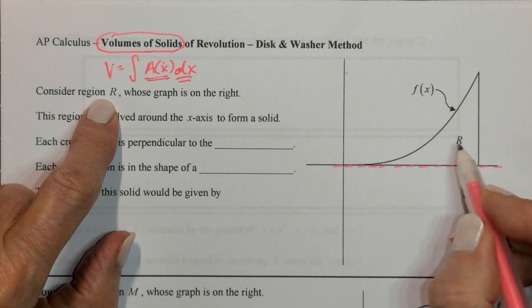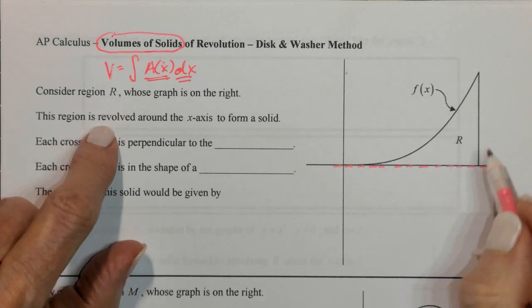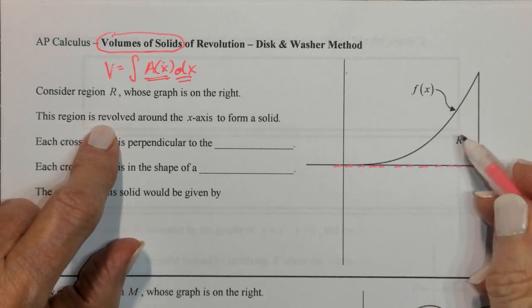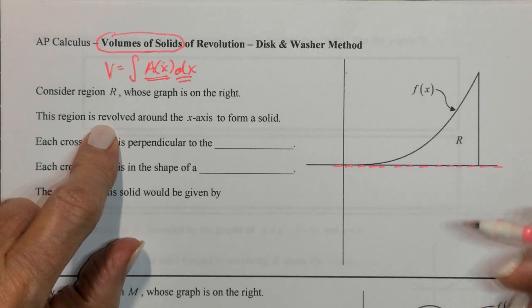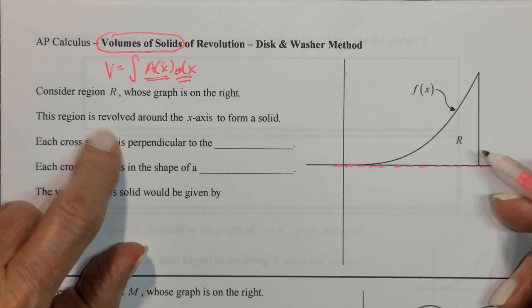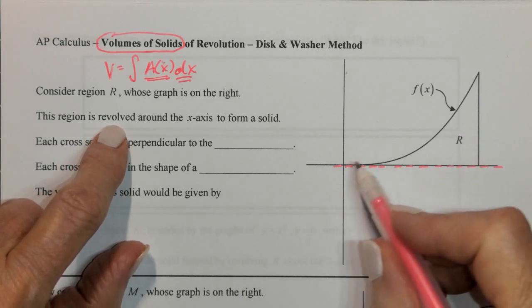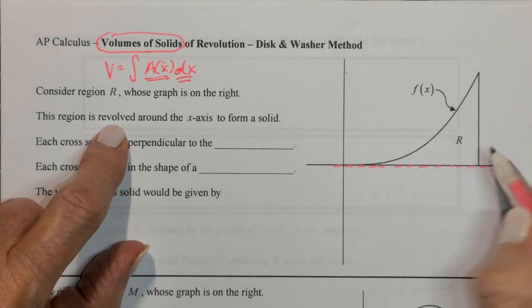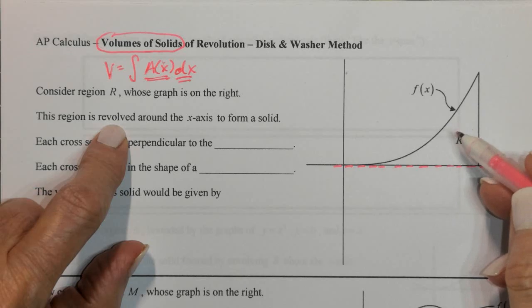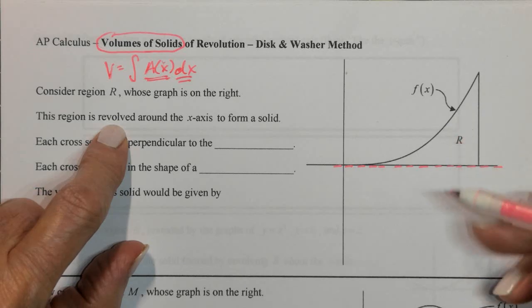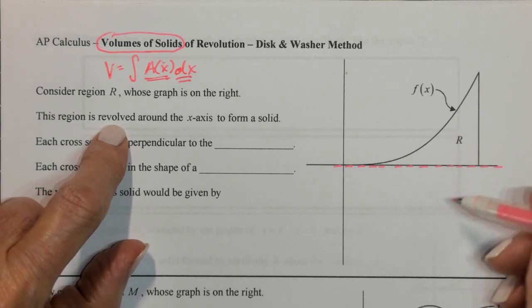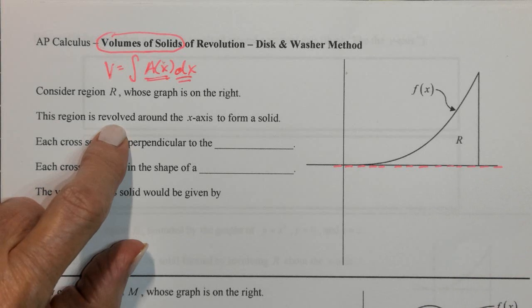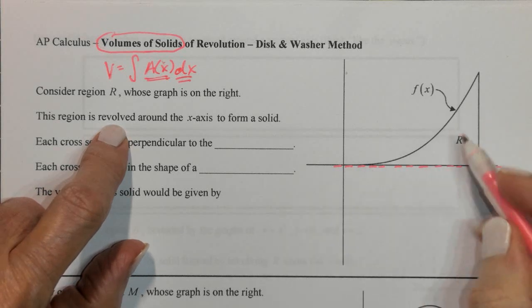It's no longer the base of a solid. Now we're going to take this region and we're going to revolve it around an axis. So in this intro, we're going to revolve that region around the x-axis. So imagine this region being revolved around the x-axis and it forms a solid. It forms kind of a conical solid.